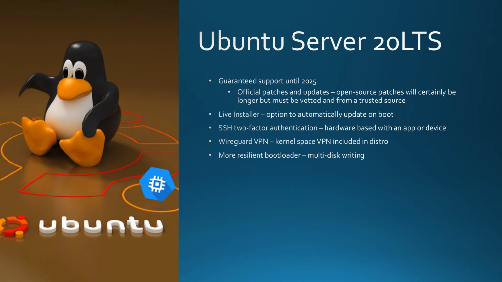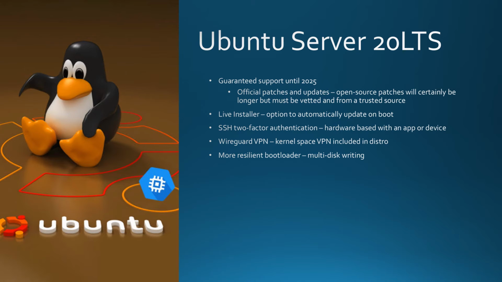Okay, Ubuntu Server 20 LTS. I realize I probably said LES earlier, or it sounded like it, but it's supposed to be LTS. Guaranteed support until 2025. That's really important when it comes to enterprise servers and firewalls. Even at home, you want something that's stable, that you can count on, that's going to be supported a long time. You don't have to change all the time and then reconfigure. You want something that's got a long release schedule.